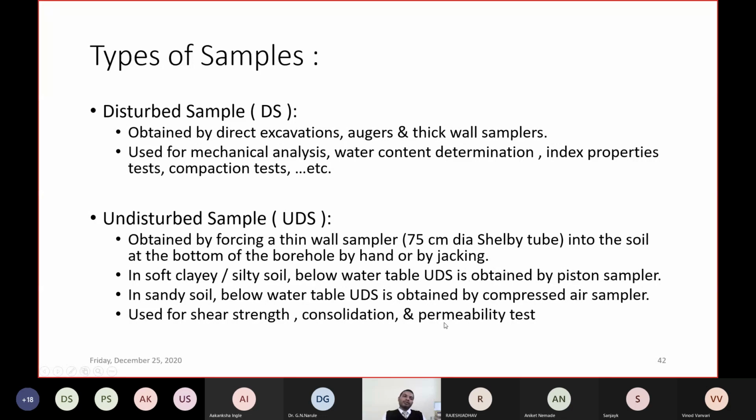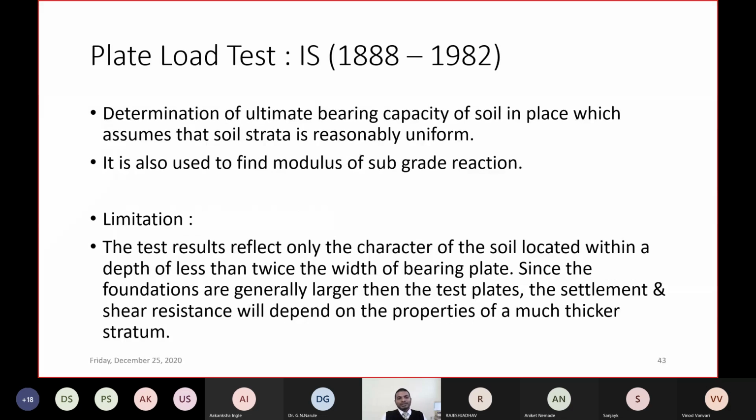Then another test we are taking in the field is the plate load test, specified by Karodpati sir. However, I'm sorry, I don't have video for that, but from a photograph let me try to explain. For the plate load test, IS code 1888 of 1982, reaffirmed in 2016, is generally utilized. It is used to determine the field ultimate bearing capacity of the soil in place, which assumes that the soil strata is reasonably uniform. Further, we can find the modulus of subgrade reaction with the help of this.